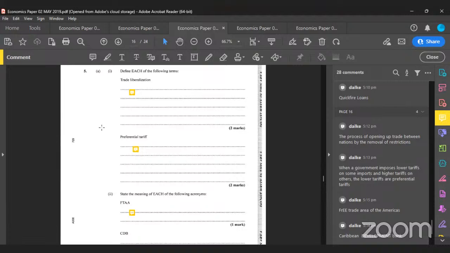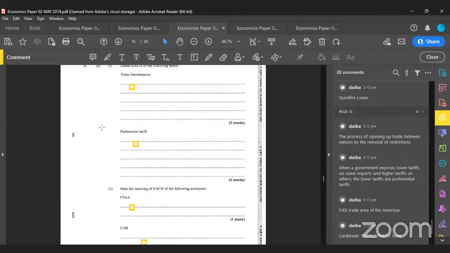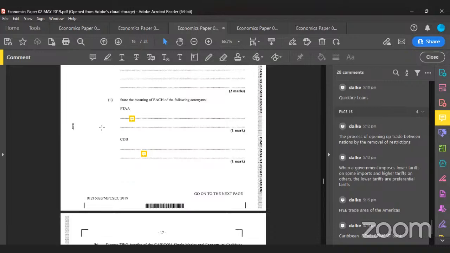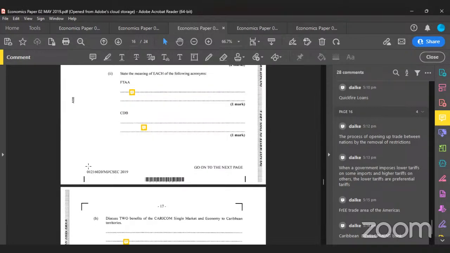Part 2 asks us to state the meaning of each of the following acronyms, which is often the case. They ask us to state the meaning of some acronyms. FTAA, that is Free Trade Area of the Americas. And CDB stands for Caribbean Development Bank. These are 2 marks that we should always try to get, because based on what I've seen, they typically ask you guys to restate an acronym.